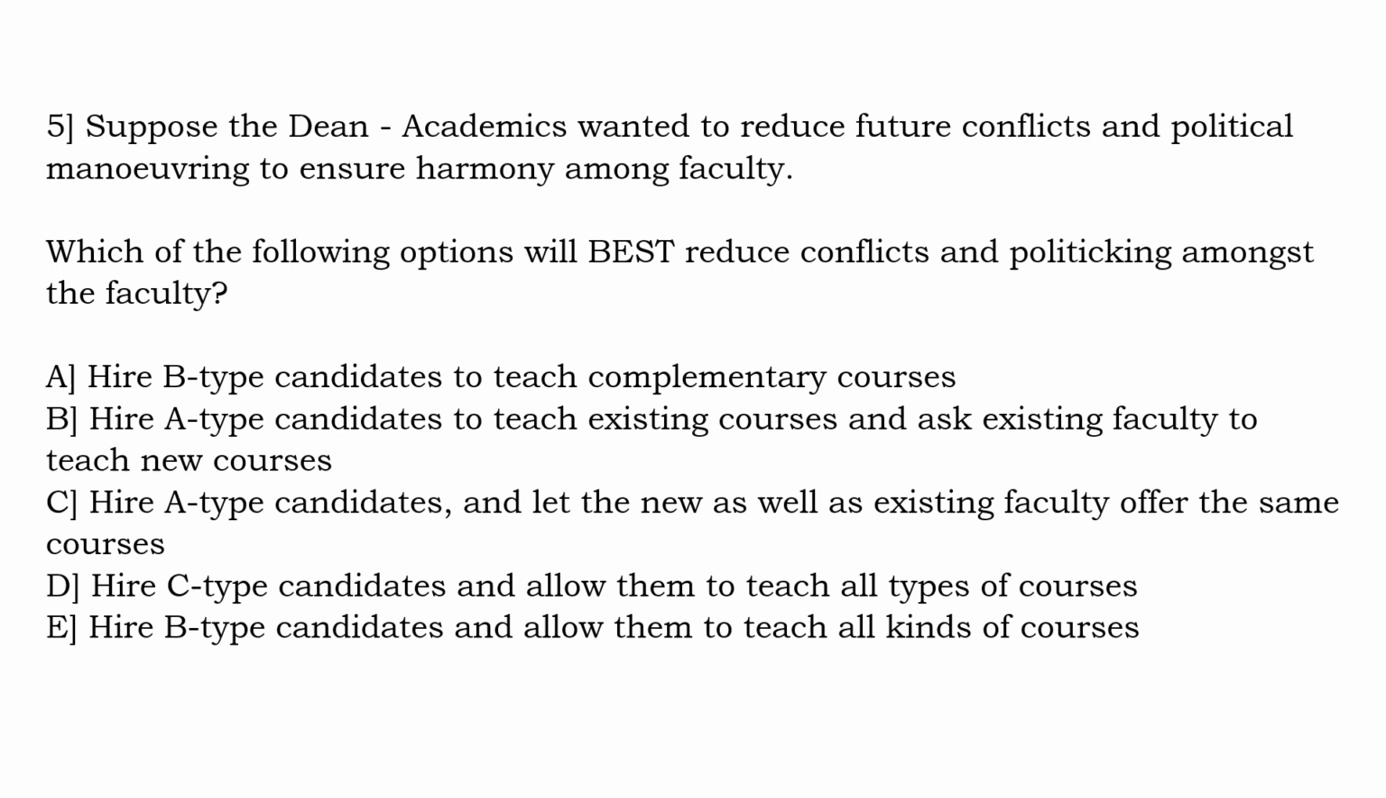So they will not have any issue with some other faculty who are junior to them, who are not as much experts as they are, teaching some other subjects which are not related to their subjects. So they will not have any issue, because these people are going to teach something completely new. So there is no issue, there will not be any ego clash. So option A is a good answer. Option B, hire A-type candidates to teach existing courses and ask existing faculty to teach new courses.